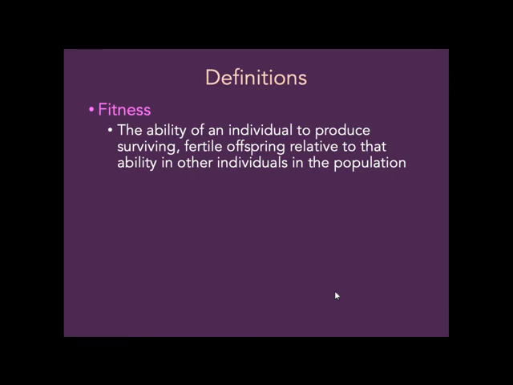All right, we got a couple of definitions here before we stop this part of the lecture. The first is fitness. So when I say fitness, I mean the ability of an individual to produce surviving, fertile offspring. And fitness, like, how do you even know how fit is fit enough, right? You're going to compare the fitness of one individual to the ability of other individuals in the population to provide surviving fertile offspring, okay?